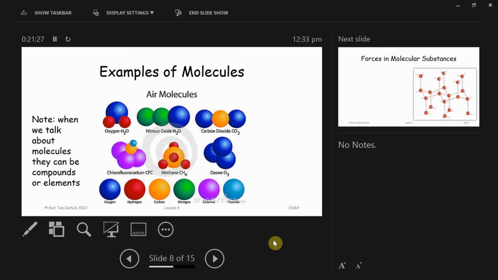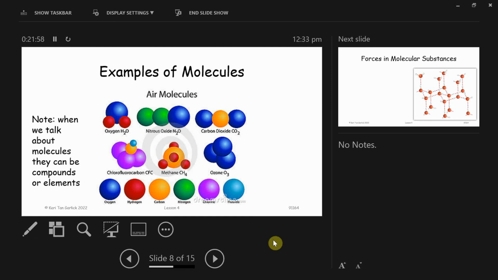So, here are some examples of molecules. The thing that's important to remember about a molecule is that it's only a few atoms, so they're not terribly big. The other thing to keep in mind with molecules is that they can be compounds or elements. If it's a compound, we have two different elements. Most of those are examples of compounds, but ozone, for example, is a molecule that is an element.